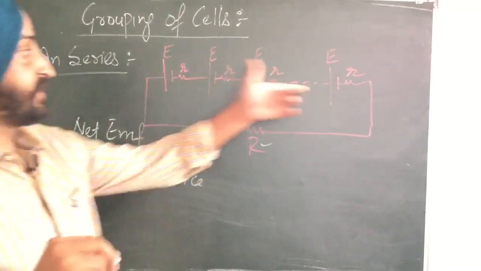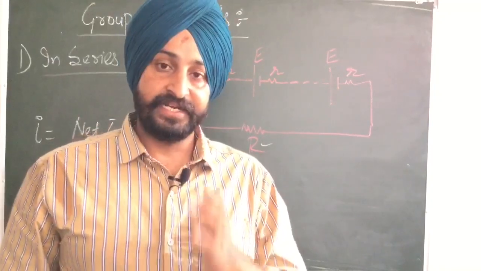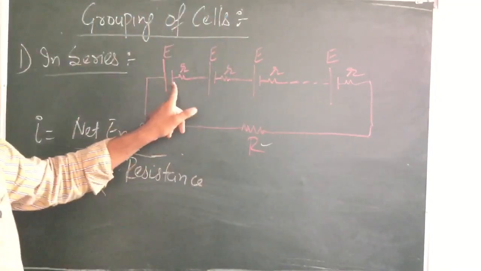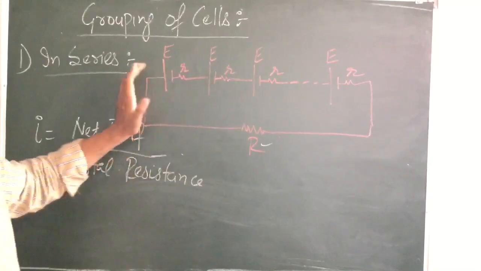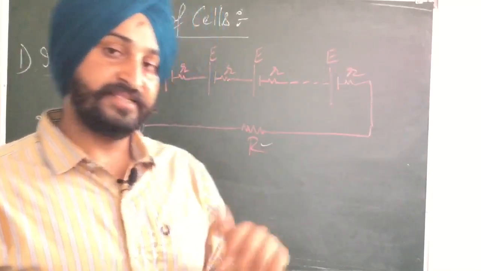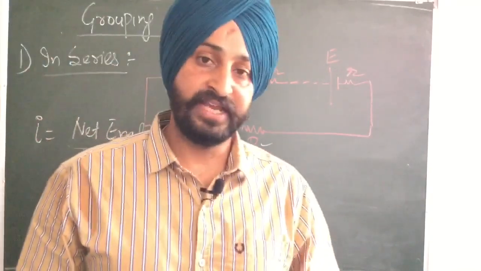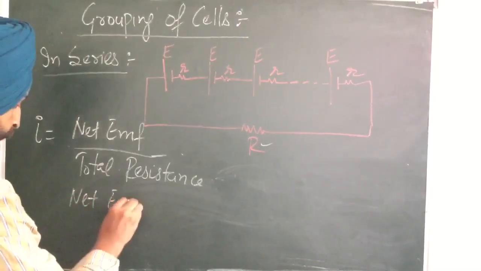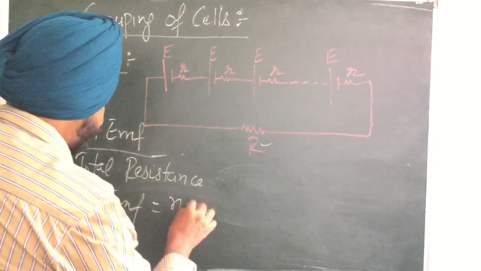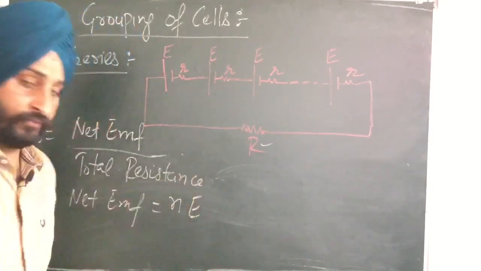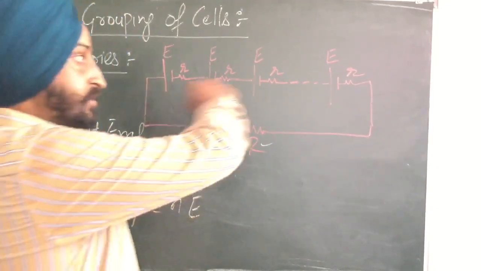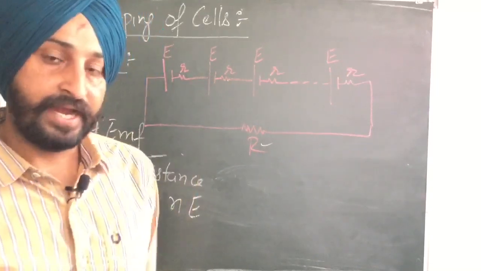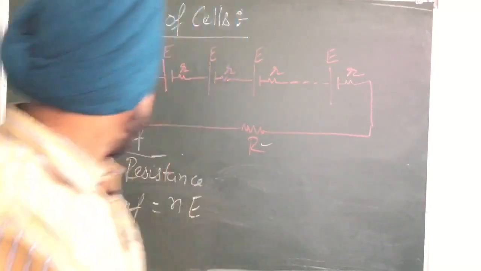As it is clear from this diagram, they are connected in order. See, negative of one is connected with positive of another, and so on. As they are connected in order, their net EMF will get added up. So net EMF would be equal to N into E, where N is the number of batteries or cells connected in series and E is the EMF of each cell.